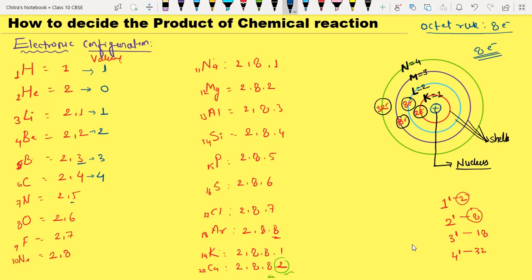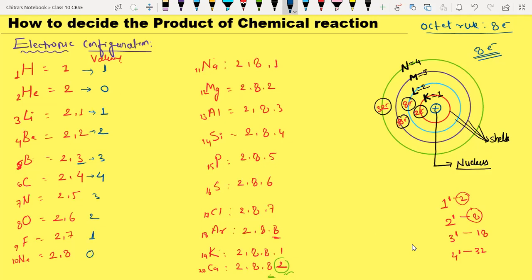Nitrogen has 5 electrons in its outermost shell, and the octet rule says 8 electrons will come. So nitrogen has two options: either gain 3 electrons or lose 5 electrons. Which is going to be easier for nitrogen? Gain 3. Yes. So its valency will be 3. Likewise, oxygen will gain 2 electrons, so its valency is 2. Fluorine is going to accept 1 electron in order to make 8 electrons in its outermost shell, so its valency is 1. Neon has 8 electrons in its outermost shell, meaning it is stable, so its valency is 0.